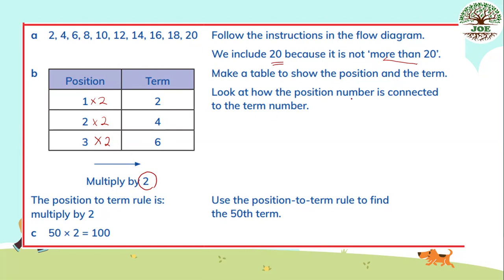Multiplying by 2, we can find any term in our sequence. Look how the position number is connected to the term number. We can multiply our position number by 2 and find any term in our sequence. So the position to term rule is multiply by 2. This is the answer. Part C, use the position to term rule to find the 50th term. So for the 50th term, 50 times 2 is 100. This is our 50th term. So you can find it easily like this.